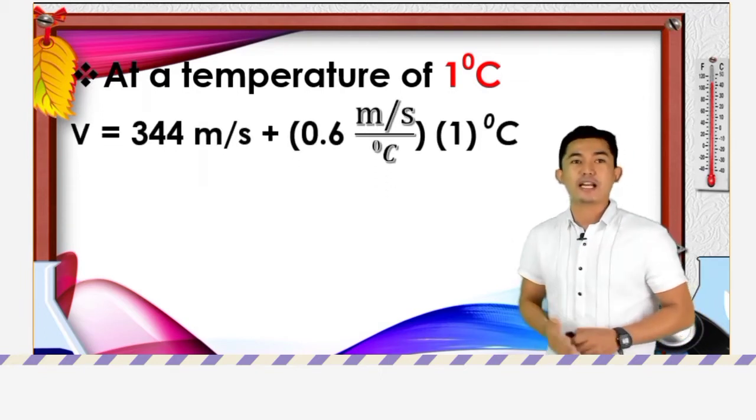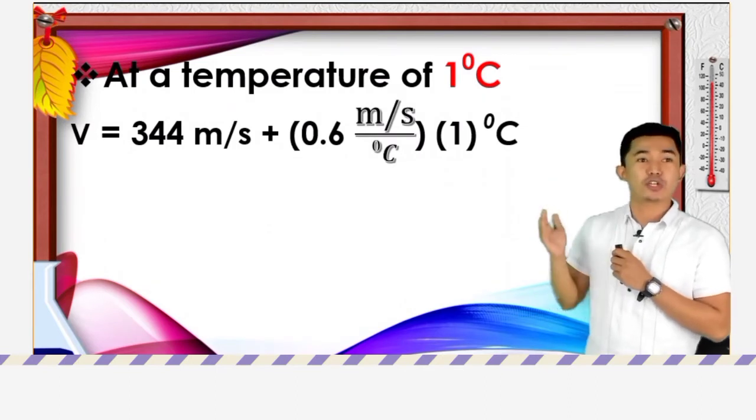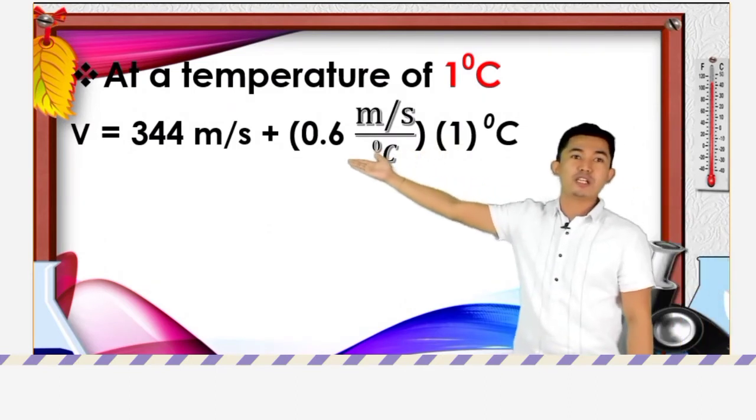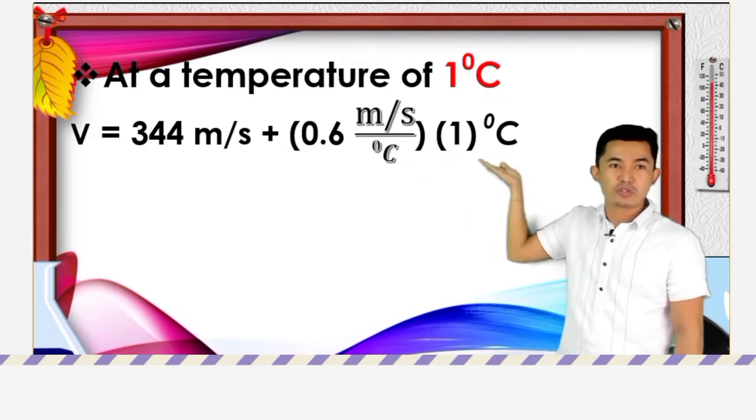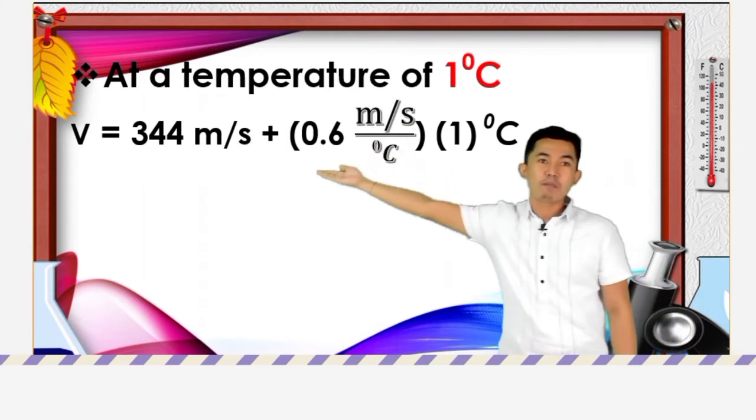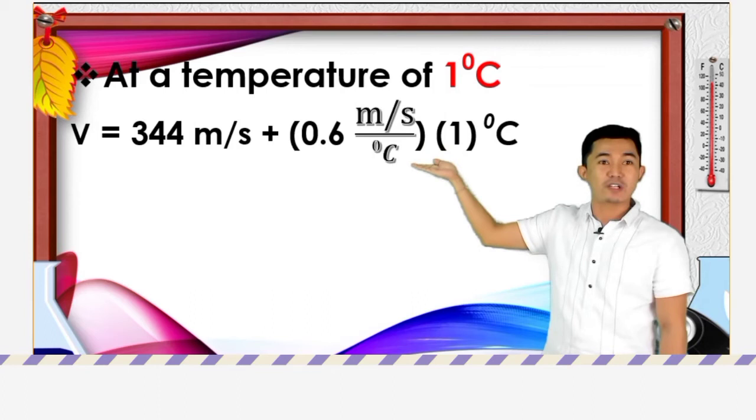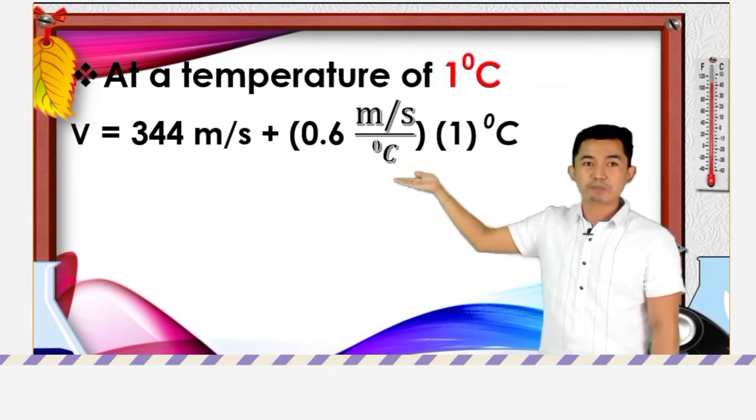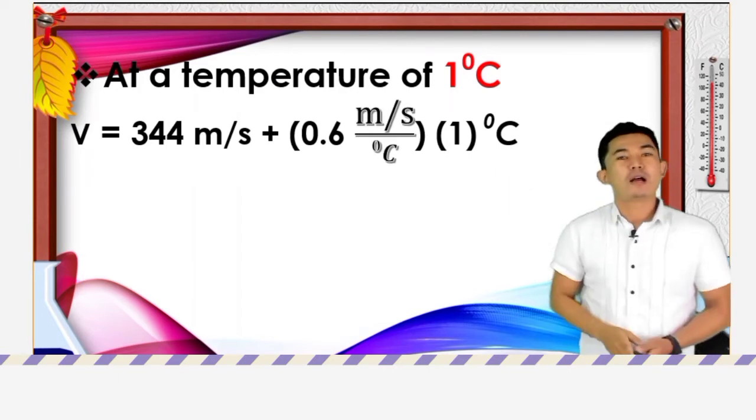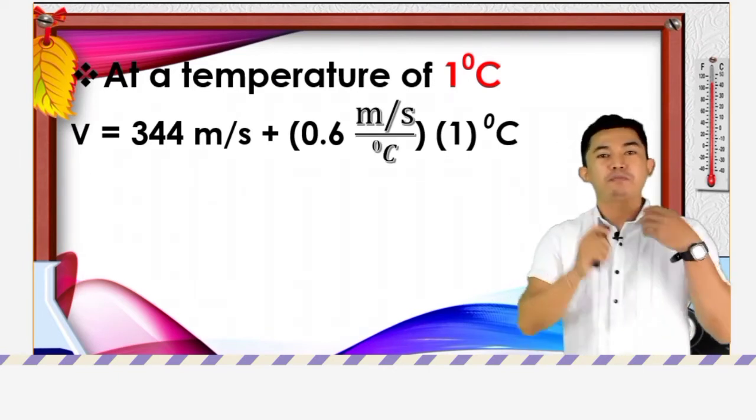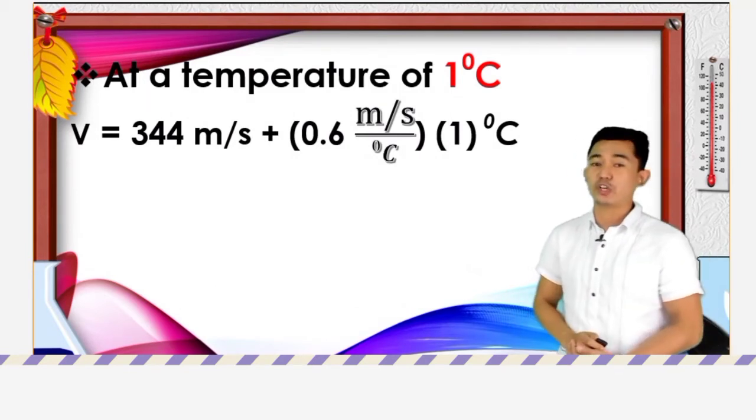Now, let me explain again. First, we need to get the equation. Second, we need to substitute the temperature of 1 degree Celsius: 344 meters per second added to 0.6 meter per second over degree Celsius multiplied by 1 degree Celsius. Now, have you seen the same unit on our formula or equation?